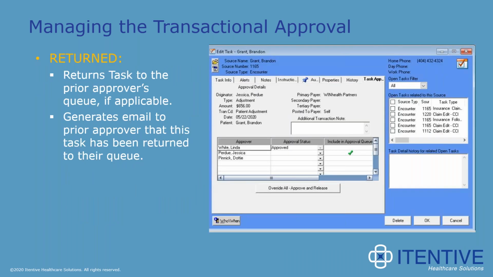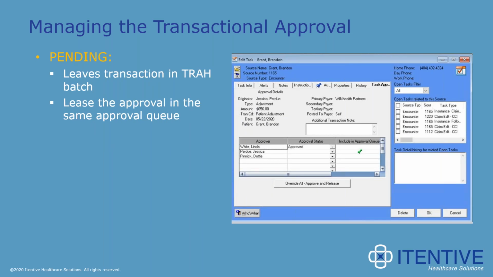The second option I have as an approver is returned. If I pick returned, it sends it back to the person above me. Now, if there's only one approver, and that's me, I don't have the option to return it anywhere. That's not going to be an option. But if there was somebody in the approval profile above me, I can pick returned, and in this example, it would send it back to Linda's queue and generate an email that something had been returned for their review before I'll approve it.